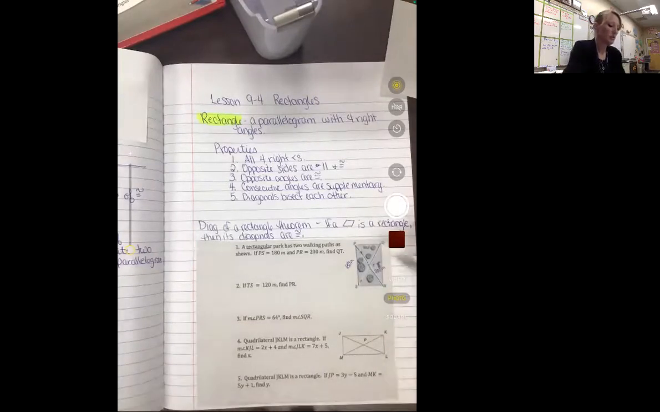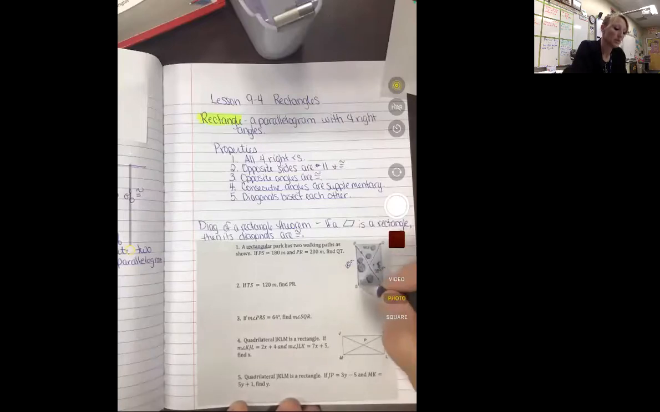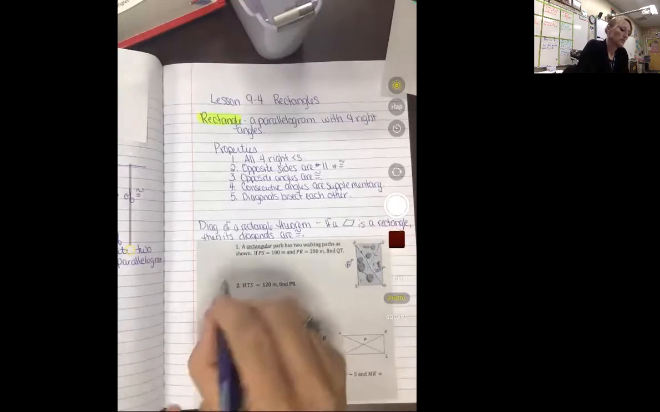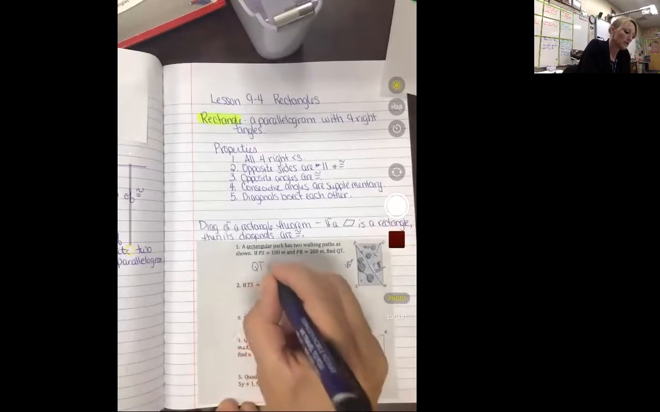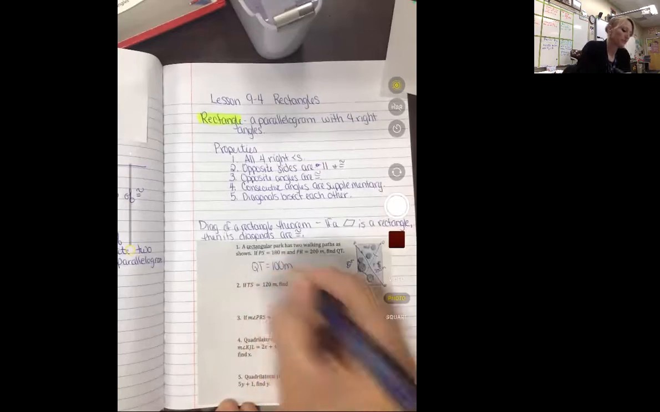So a couple of things. One, we know that diagonals are congruent in a rectangle, so therefore QS would also be 200. And if QS is 200, we know that a rectangle is a parallelogram, so the diagonals bisect each other. So we know that this has to be congruent to this. PR is congruent to QS. So therefore QT has to equal 100 meters.